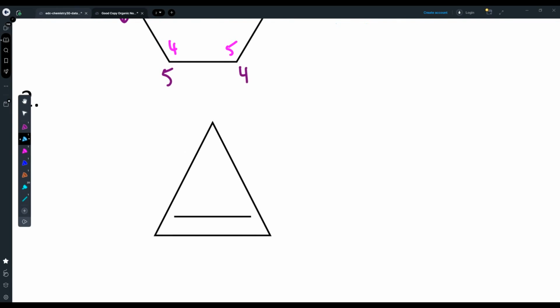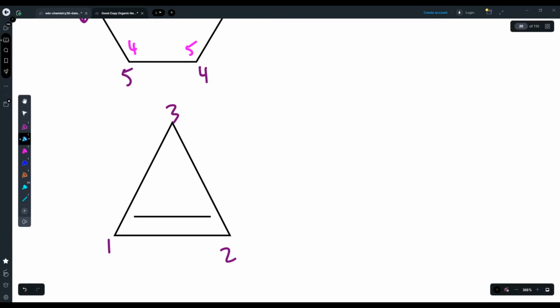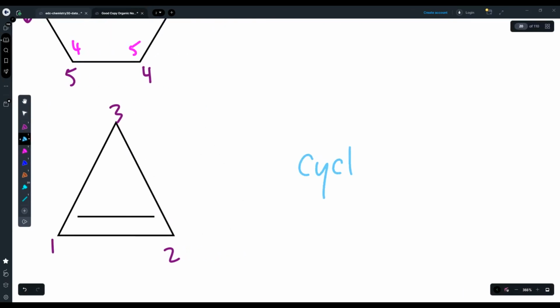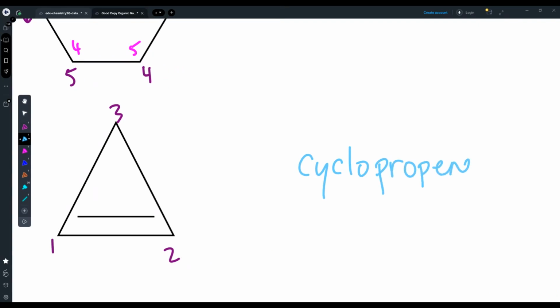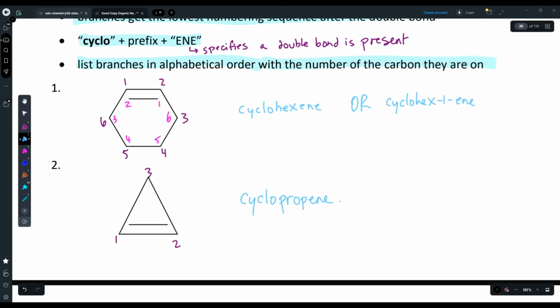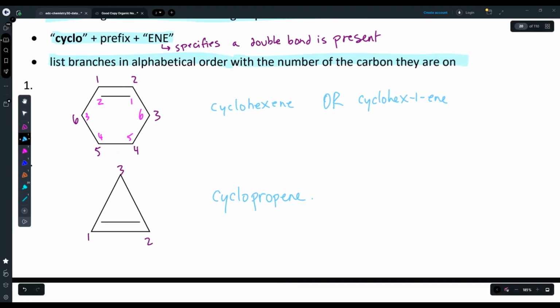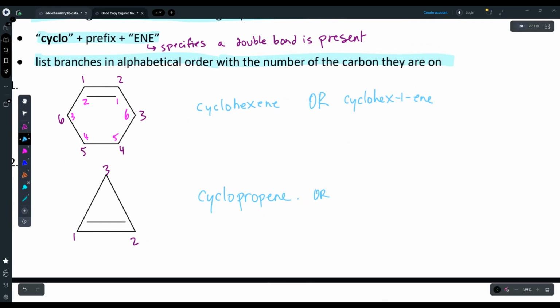With example number 2, we've got a cyclic compound. There's 3 carbons in it, and we can number our carbons like so. So this is going to be cyclopropene, or if you really wanted to say it, cycloprop-1-ene.